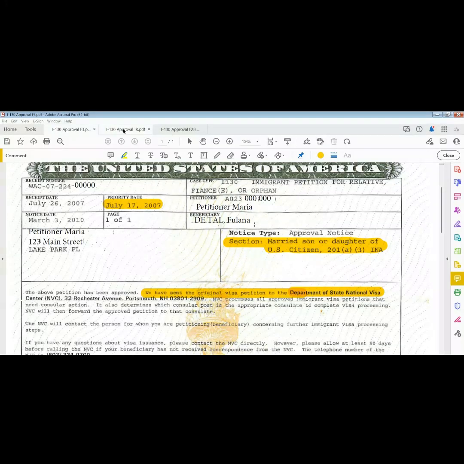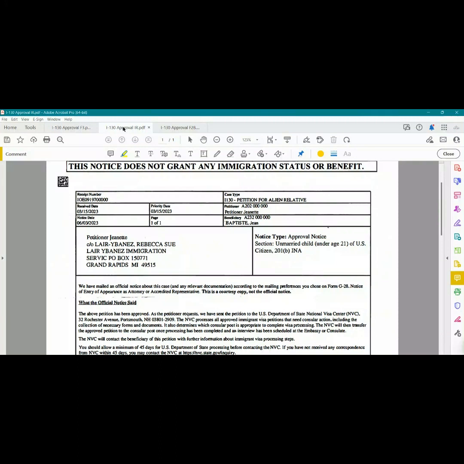Let's look at a different one. Here we have an I-130 approval notice. Again, we have a receipt number. We have a received date, which is the same as our priority date. And we have the section of law that the approval was issued under, which is an unmarried child under age 21 of a United States citizen. That is what we would call an immediate relative.